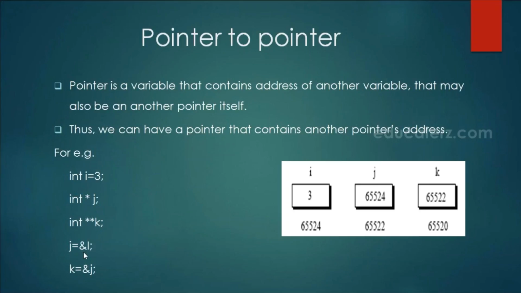So we have j equal to ampersand i. Whenever we execute this, in the diagram you can see that this is the j variable which will hold the address of i, which is 65524. Then we have the k variable which is holding the address of j. So the address of j, 65522, is kept in k. Like this, a pointer to pointer holds the address of another pointer.